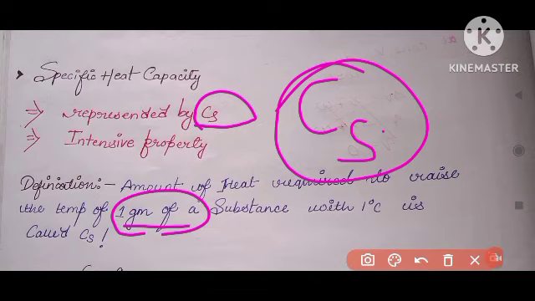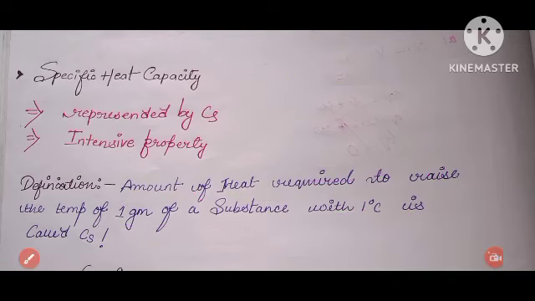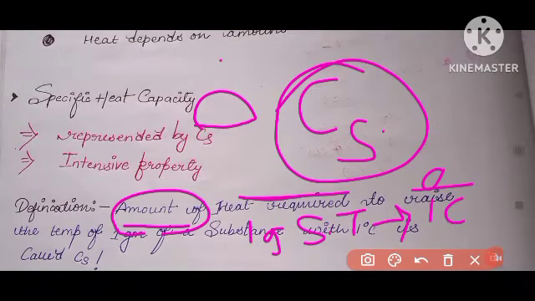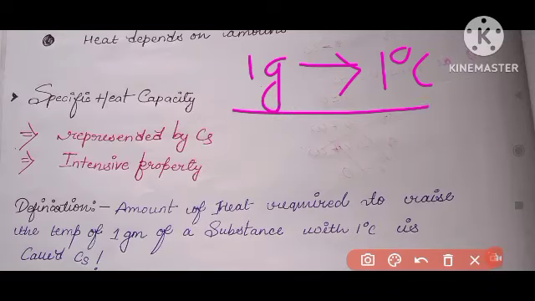Let us read its definition again. Its definition is the amount of heat required to raise the temperature of 1 gram of a substance by 1 degree Celsius. So it is the amount of heat required so that we can make the temperature of 1 gram of a substance rise by 1 degree Celsius. Look, we have 1 gram of a substance, right. So if we increase the temperature of 1 gram of a substance by 1 degree Celsius, this is what we will call specific heat capacity.